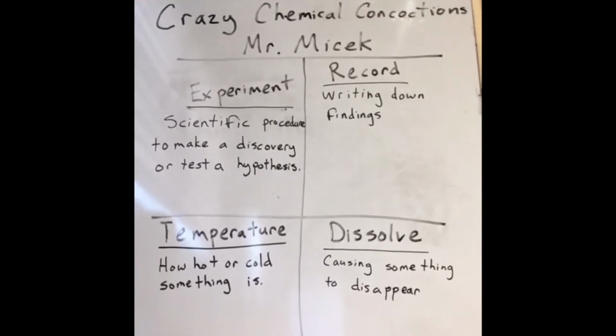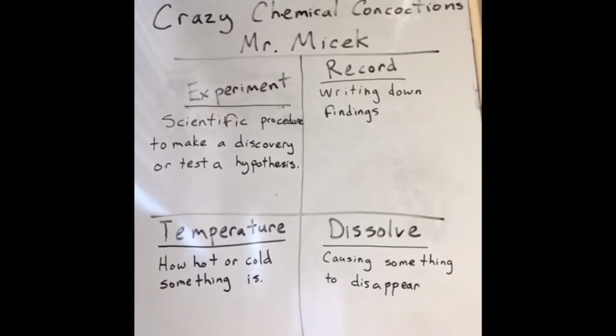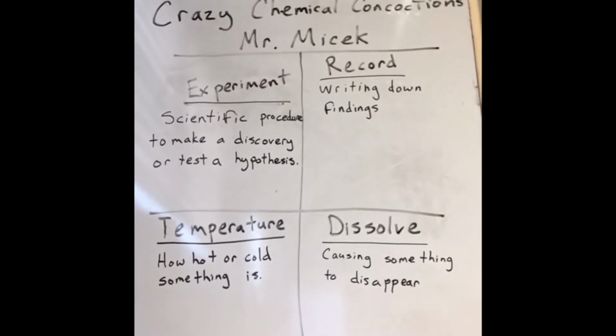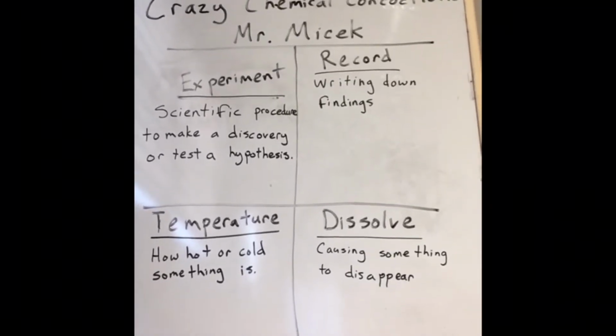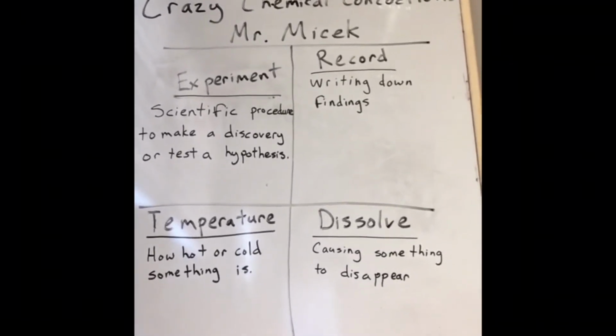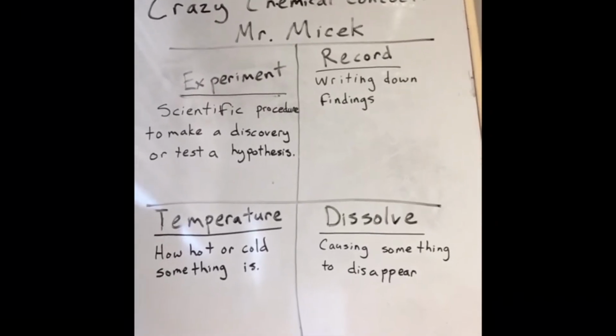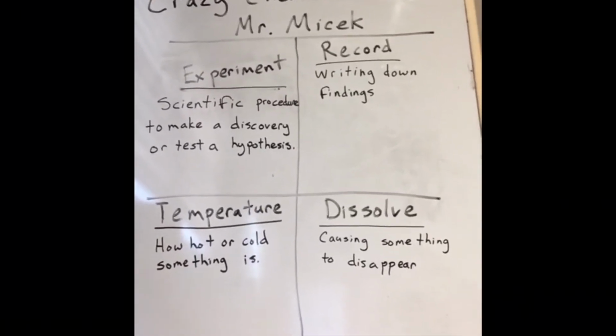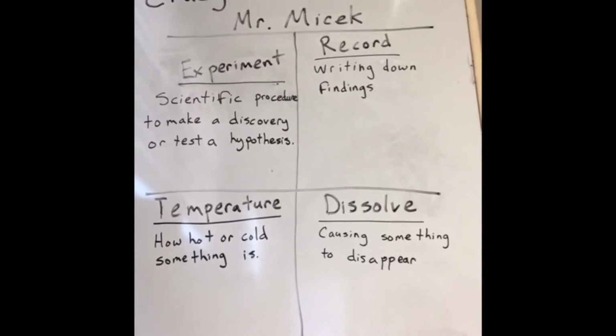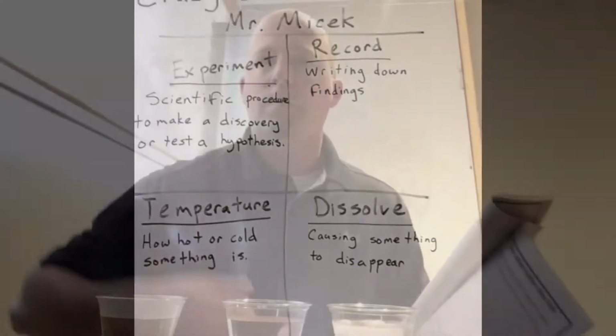Our next word is temperature, which is how hot or cold something is. You're probably familiar with this when you check the weather report or the forecast. And our last one is dissolve, which is to cause something to disappear. Some people like to make Kool-Aid or something like that. When you mix it into water, it dissolves. And that's going to go along with our activity. So let's get started with that.